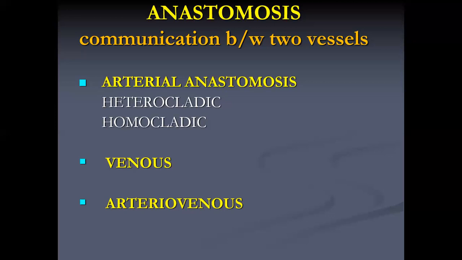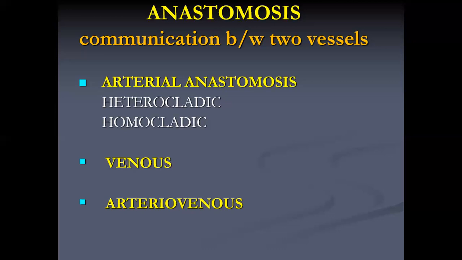Heterocladic anastomosis is the one in which different branches of two different arteries anastomose. For example, branches of the superior and inferior mesenteric arteries anastomose with one another, as do branches of the radial and ulnar arteries in the upper limb. The circle of Willis, seen in the brain, has different arteries which anastomose with one another. Likewise, anastomoses around the knee joint, elbow joint, and scapula are heterocladic as well.